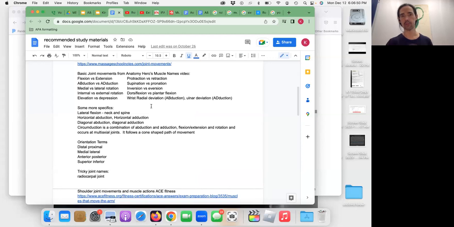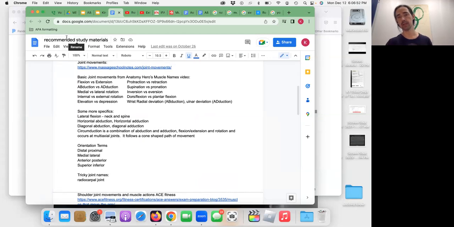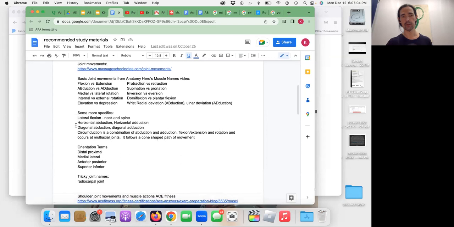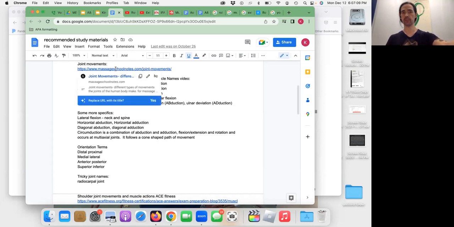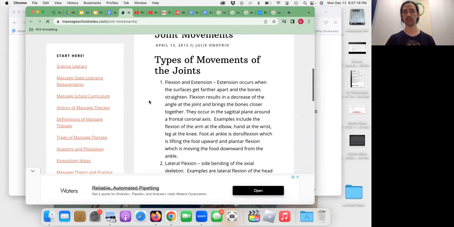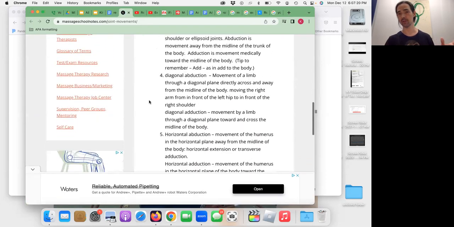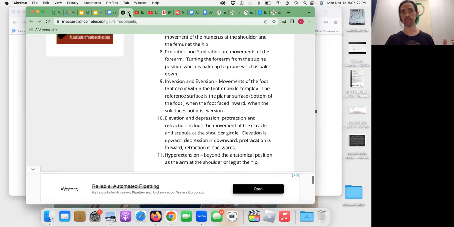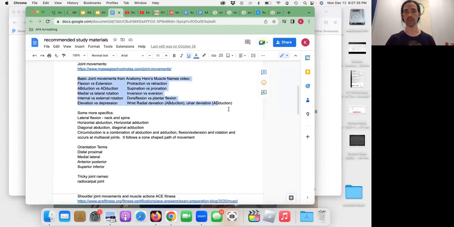Okay, so in your MBLEx folder, this is from the document Recommended Study Materials, which probably should have a name more like kinesiology anatomy, but that's what it is for now. So let's start with the joint movements. Before I take you through these, if you click on this link, this URL comes up from massageschoolnotes.com, joint movements, and you'll find someone's in-depth summary on all these things with a lot of information. And mine is just a quick summary, right? It's just a list of the movements.